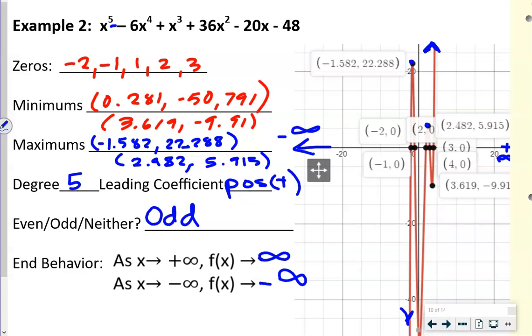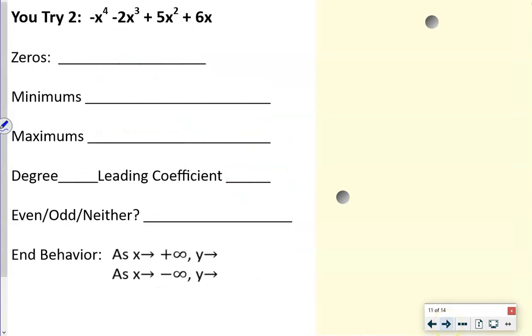Because this is an odd degree polynomial, okay? All right, so here's our next one. Go ahead and try this one and come back to me when you finish. Now, let's talk about a couple things actually here before we move on.